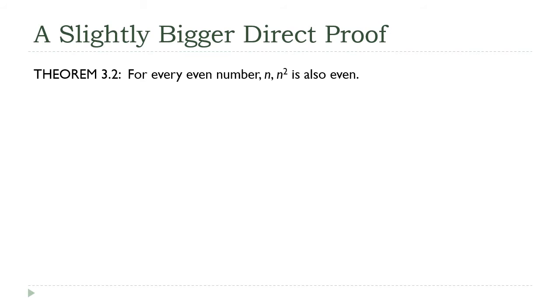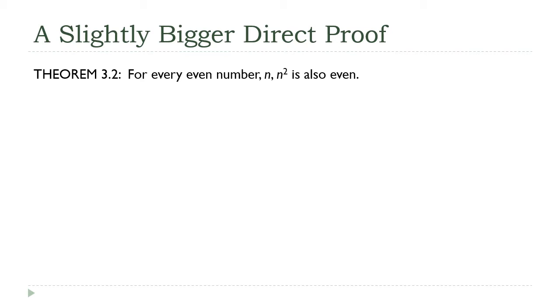In this lecture, we're going to look at another example of a direct proof, this time about even numbers, and an example of how we can use a counterexample to prove that a statement isn't true. So here's the actual theorem we're going to prove. It says for every even number n, n squared is also even.